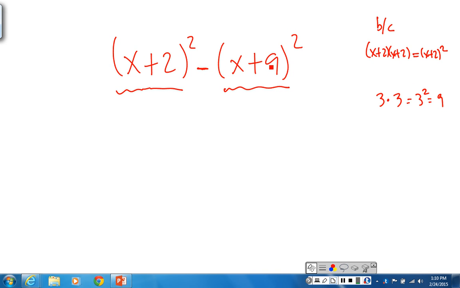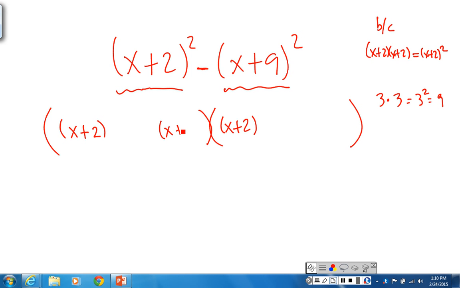So here's how you treat perfect squares. You put these two parentheses. What's the square root of x plus 2 squared again? Just x plus 2. Make sure you put it inside parentheses because these are binomials, and you need to preserve that parenthesis for now. What is the square root of x plus 9 squared? It's x plus 9, so write that there. Write it twice here.